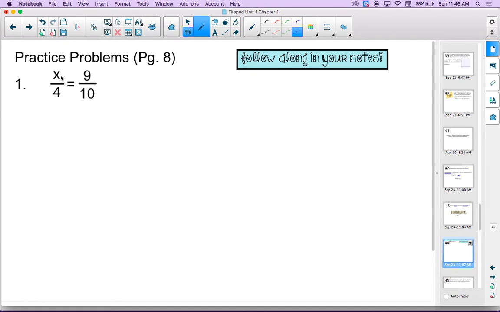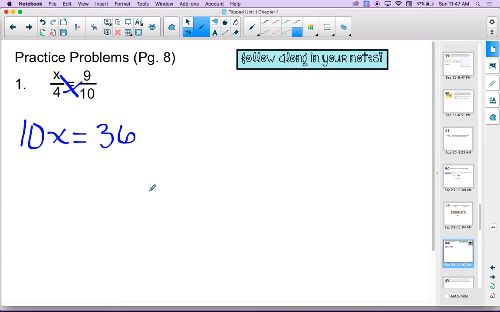So when we do cross products, I always like to begin with the problem that is going to contain the variable. So 10 times x, we write that as 10x. And we know that we are going to be setting up an equation here, so you must remember to bring your equal sign down. Then we can do our other multiplication, 4 times 9, and that is 36. So we got a really nice equation here, 10x equals 36.